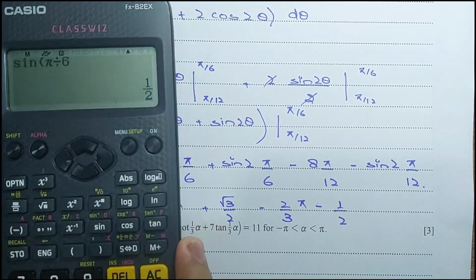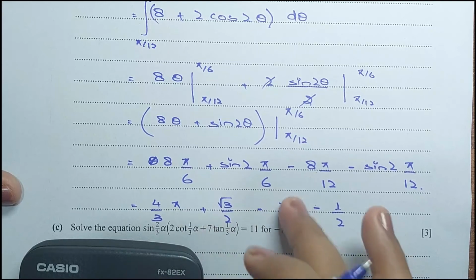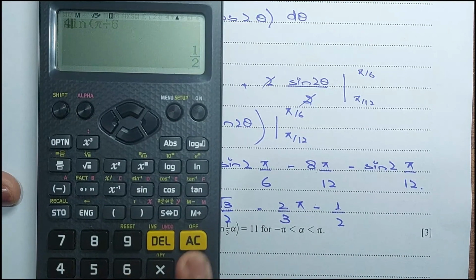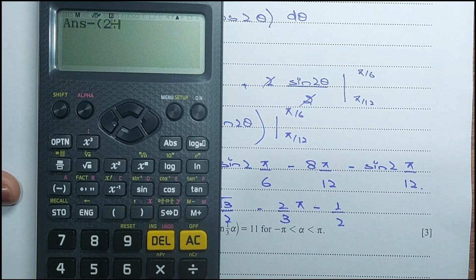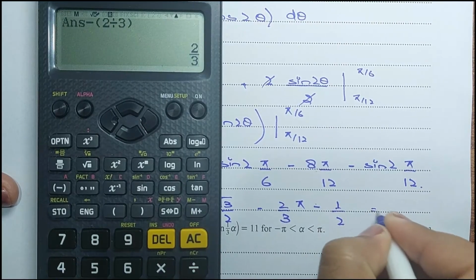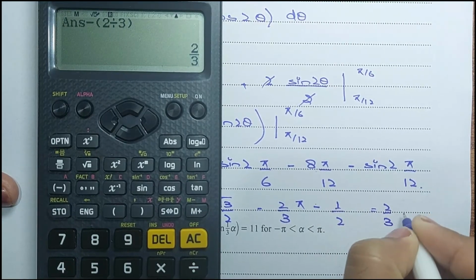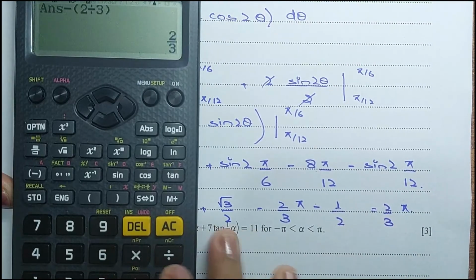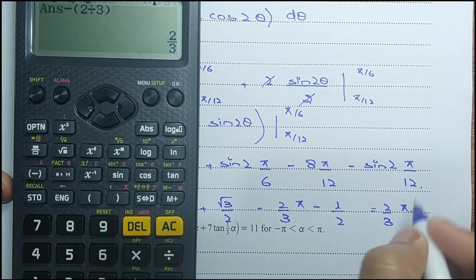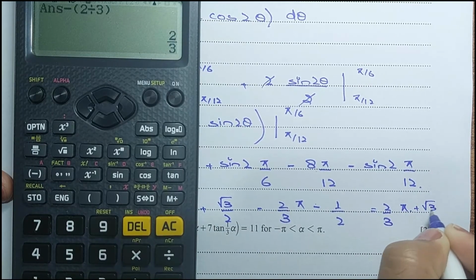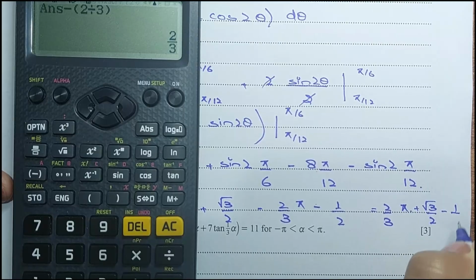Simplify this further. We have 4 by 3 pi and minus 2 by 3 pi. 4 by 3 minus 2 by 3. This is 2 by 3 pi, and these two are the rest of the terms. We can write this down: root 3 over 2 minus 1 by 2.